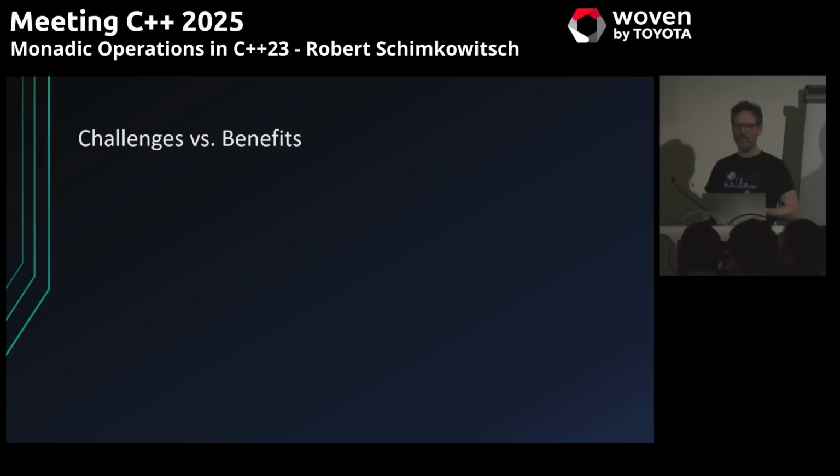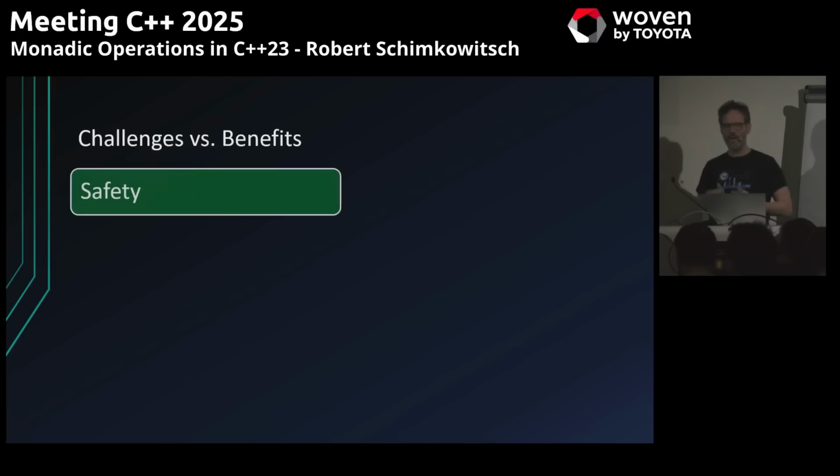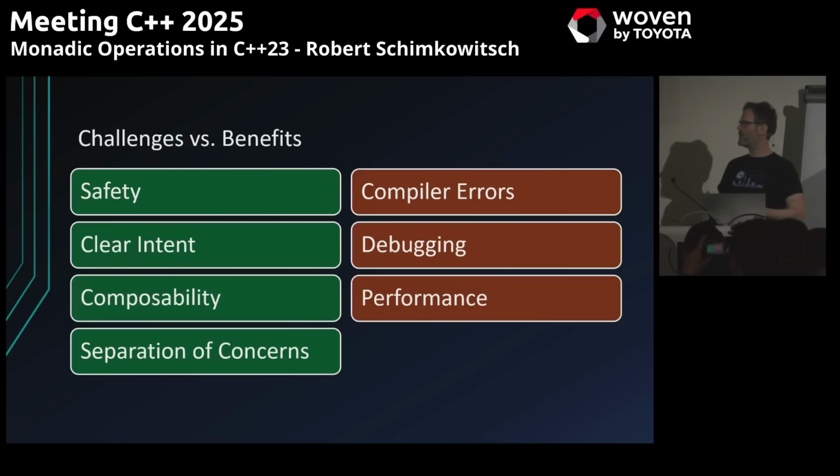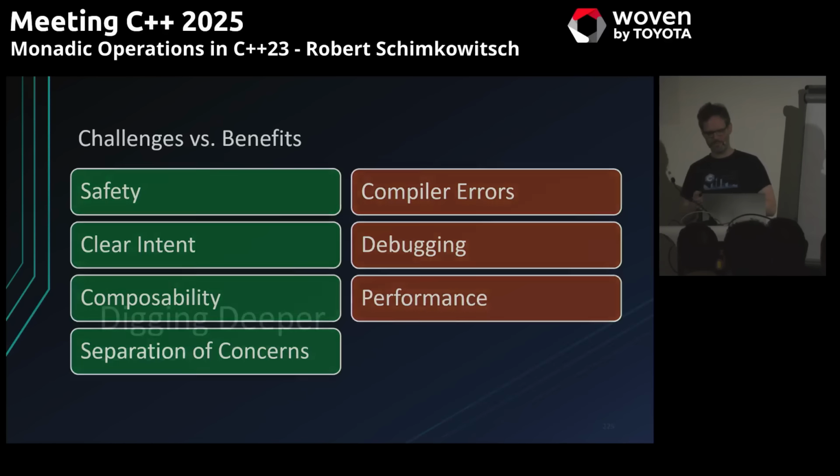It's important to me that you know both the advantages and the disadvantages of using functors and monads. On the plus side, I see safety, clear communication of intent, composability, and separation of concerns. On the minus side, we have these ugly compiler errors, we have some issues with debugging, and we often have a moderate performance hit. I should also add that the monadic operations specific to the standard library have somewhat narrow use cases, so please don't try to apply them to everything. If your problem has the right shape for them, they are super useful.